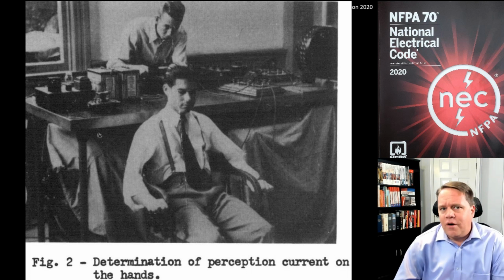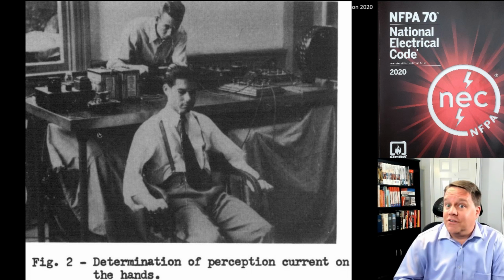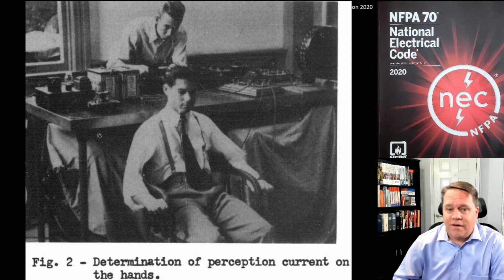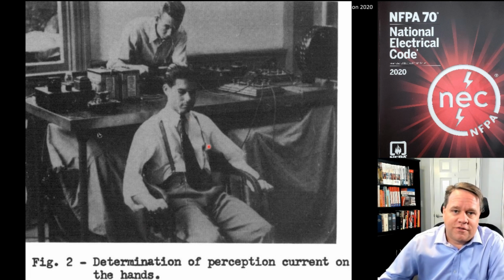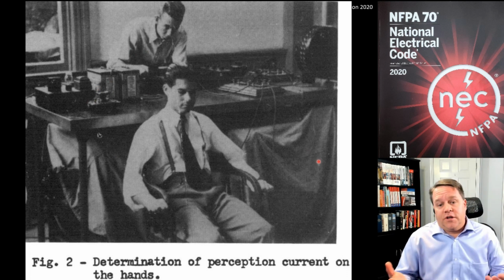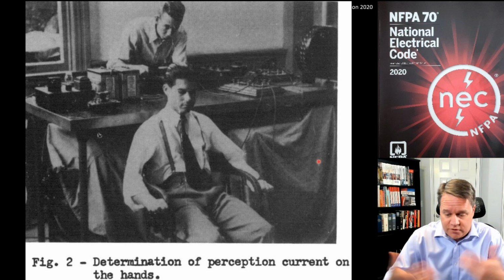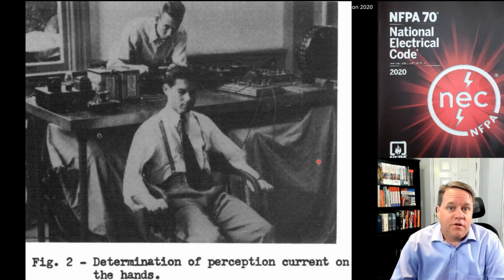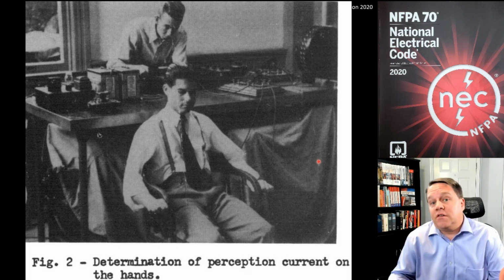I think if you wanted to pass the class, you were probably going to volunteer whether you wanted to or not. So here's one of Dr. DeLisle's volunteers or victims, however you want to say it. We got one wire in his left hand, the other wire in his right hand. This guy back here is turning on the electricity, and basically Dr. DeLisle was measuring the current and figuring out what it did to the volunteer. You know, how bad did this hurt?